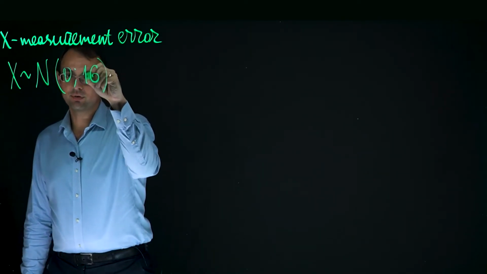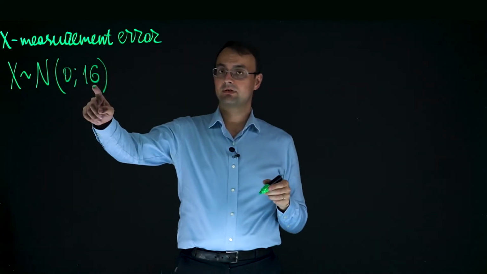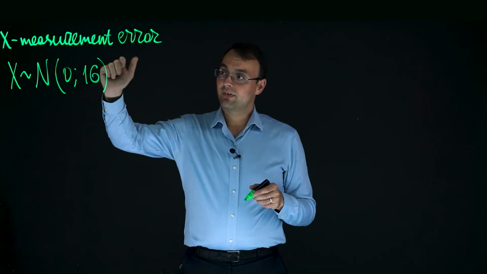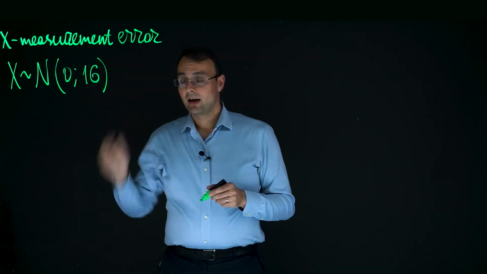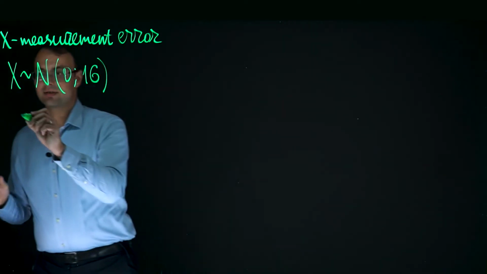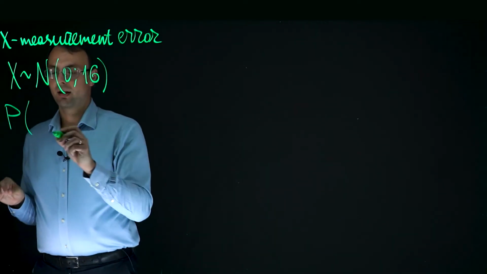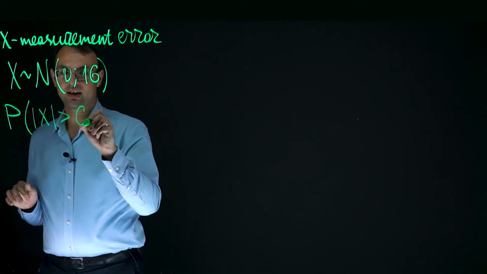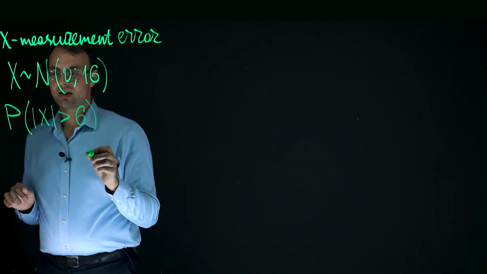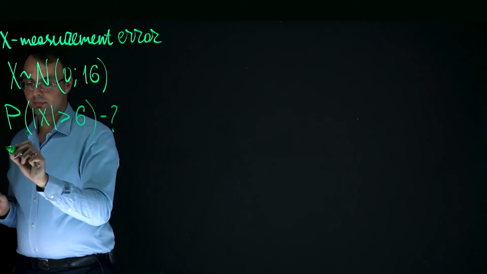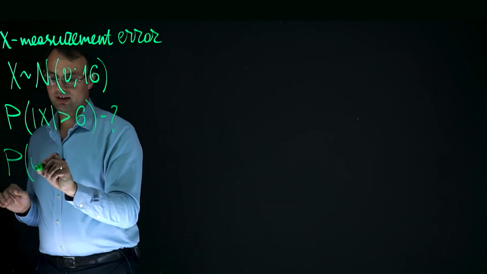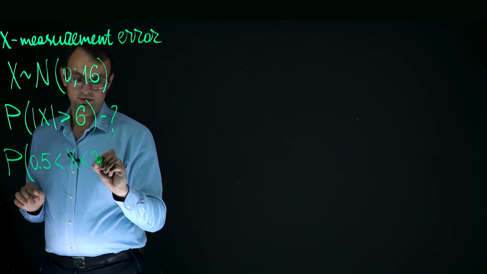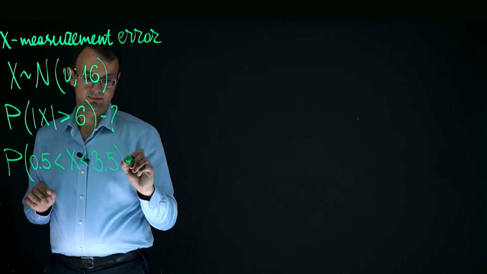So we can say that X has normal distribution with parameters 0 and 16. So 16 is 4 squared, as the second parameter is not sigma, not the standard deviation, but the variance, so sigma squared. And they ask for two probabilities. Probability that absolute value of X will be more than 6 micrometers, and probability that X will take value from 0.5 to 3.5 micrometers.